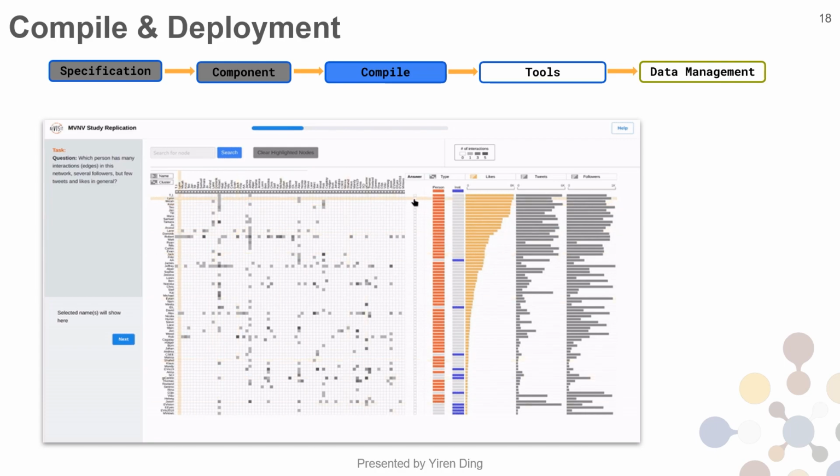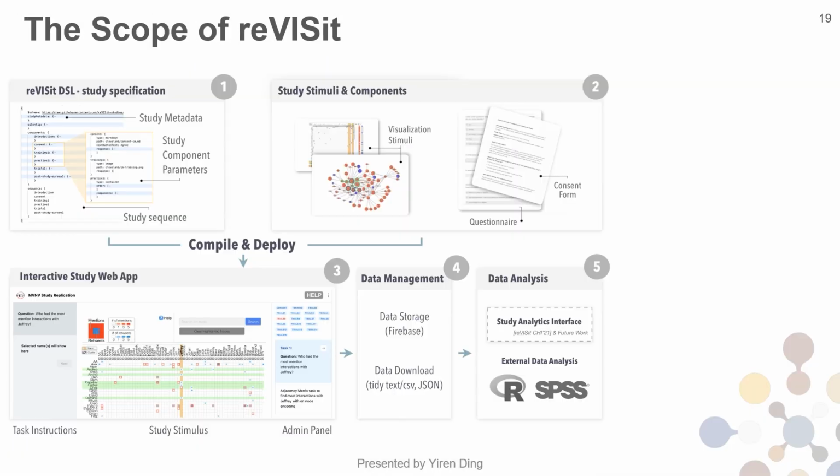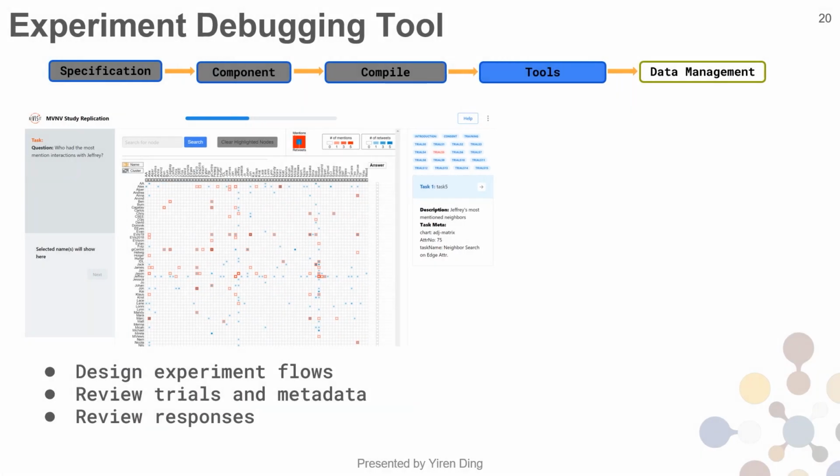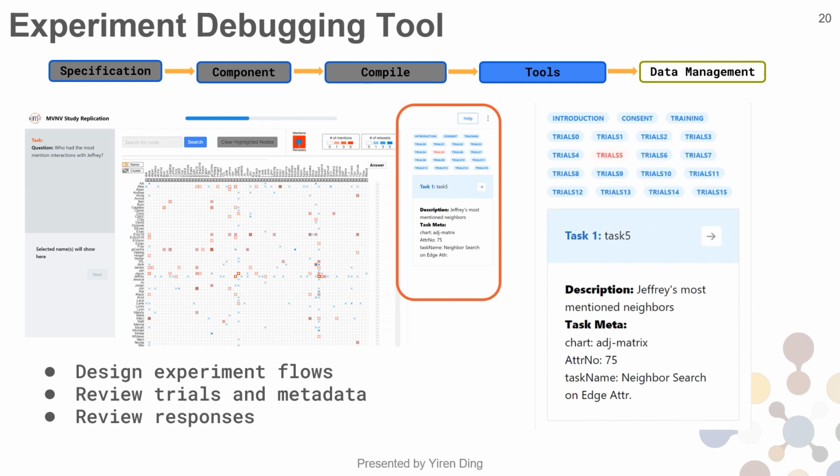Next, I would like to talk about the extra features the reVISit framework provides to assist experiment building. A big pain point when we build experiments is the debugging process. If we want to check a certain trial, we usually need to go through the experiment flow step by step. In reVISit, users could activate this admin mode from the side panel. Then they could navigate through the experiment stages or trials freely. This debugging tool aims to improve the efficiency of experiment debugging.